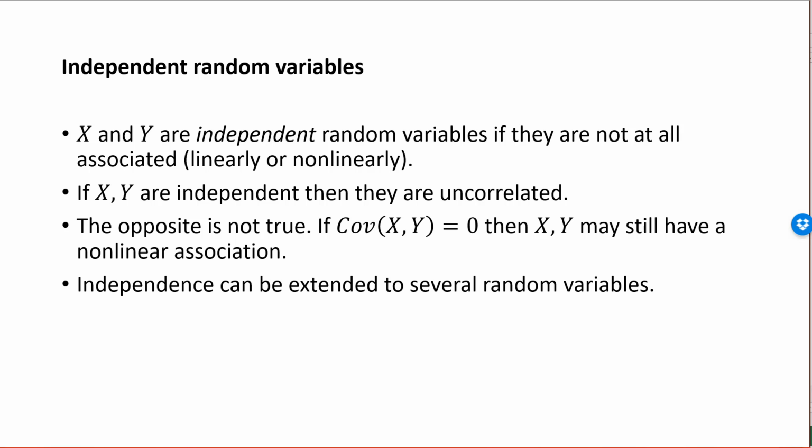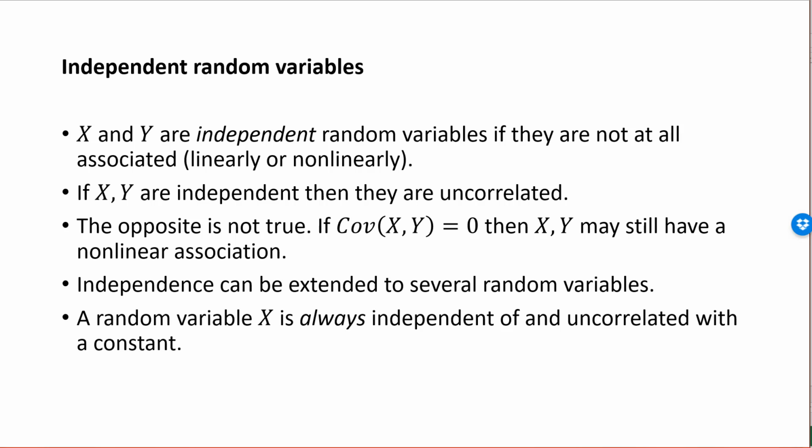The final point we're going to make is the relationship between a random variable and a constant. So we saw in the little Excel exercise that the covariance between a random variable and a constant must be zero. A constant is a constant, so it's not going to go up or down depending on whether the random variable takes on a big or a small value. So a random variable is always independent and uncorrelated with a constant.